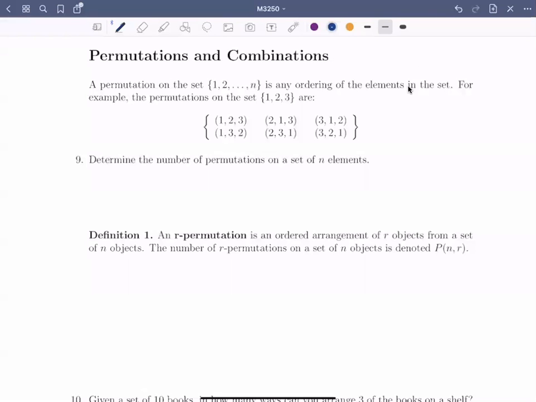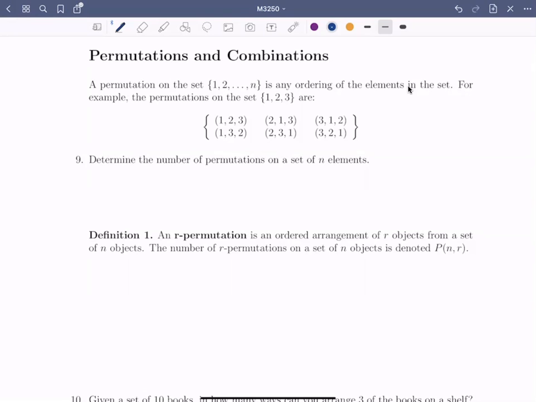So the next topic for us, now that we've tackled the product rule and the sum rule for counting, is going to be combinatorics, combinations and permutations. And we're going to start with permutations. The way I like to think about permutations is that a permutation is an arrangement.